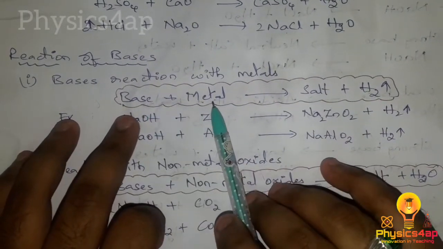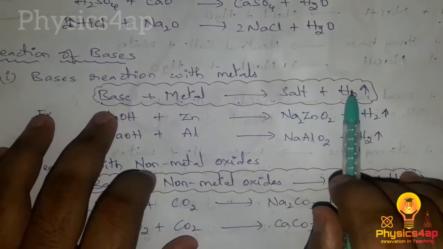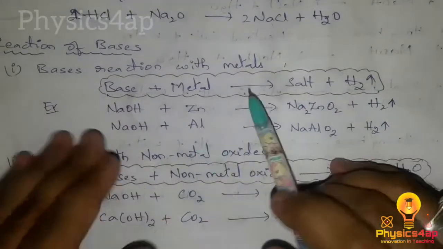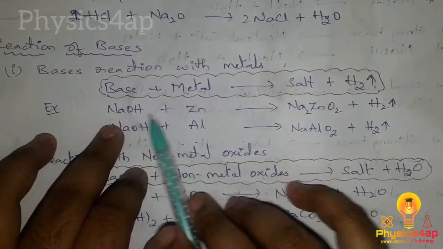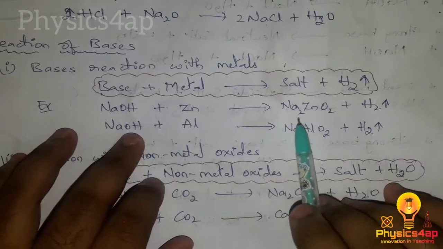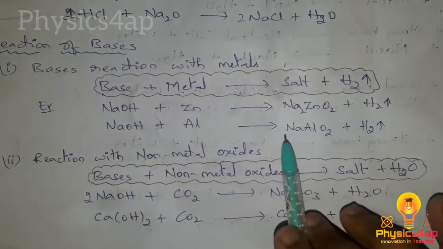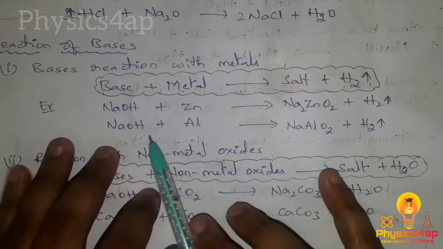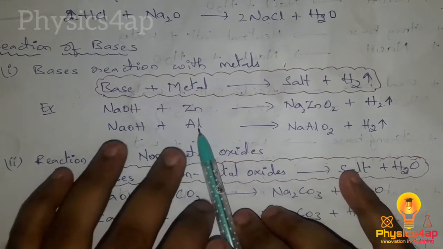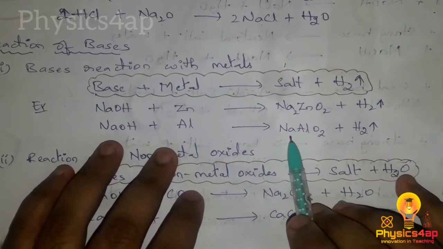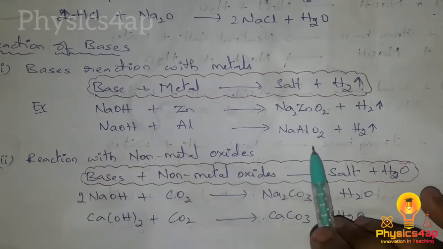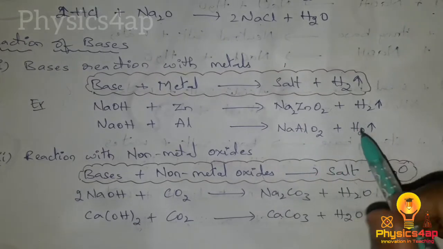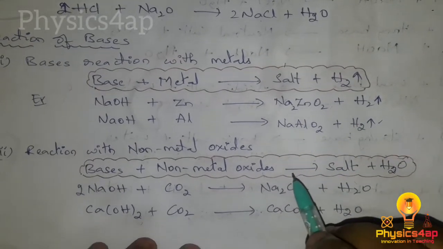When the base reacts with a metal we get salt plus hydrogen gas. Here also, when sodium hydroxide reacts with zinc we get sodium zincate, that is Na2ZnO2, plus hydrogen gas. And similarly, sodium hydroxide reacts with aluminum, we get NaAlO2, that is sodium aluminate, plus hydrogen gas is released.